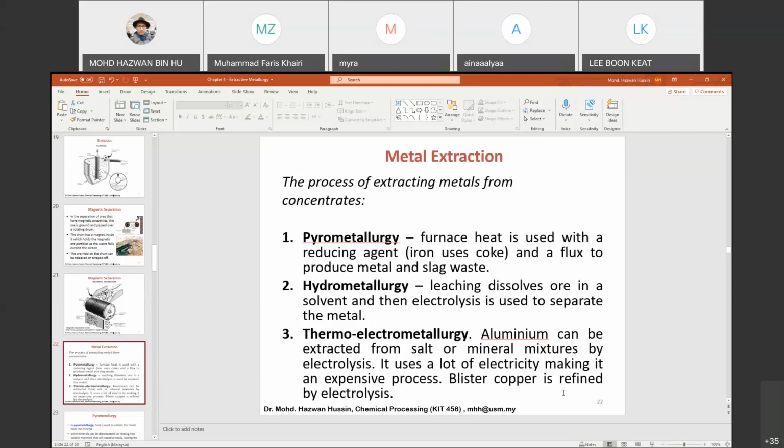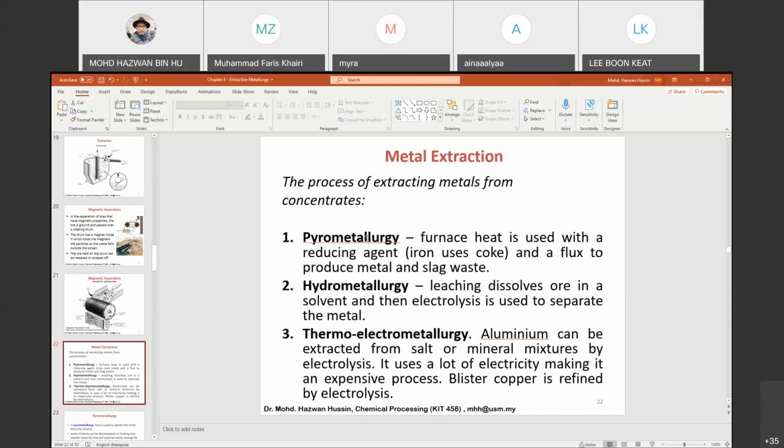For this, there are a few considerations. For example, for pyrometallurgy, you have to remember that this method will produce a higher yield and, at the same time, slightly higher purity. But the cost is of course expensive because it involves heating. Anything that involves heating, the operational costs will be expensive.